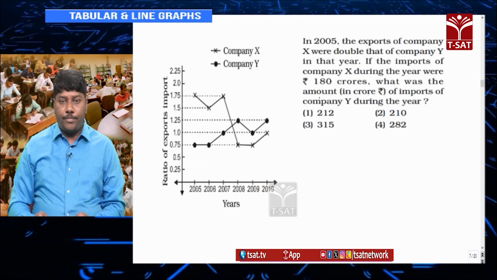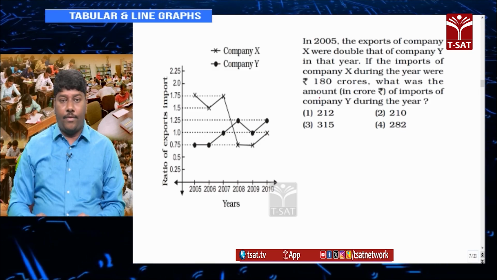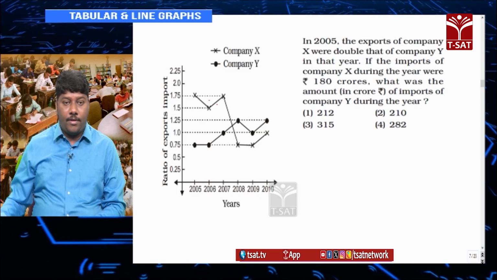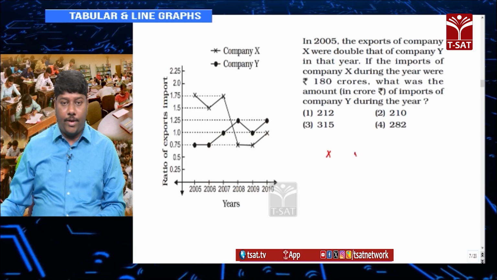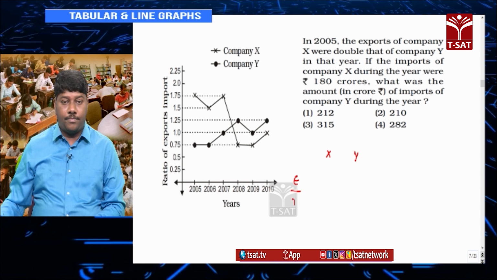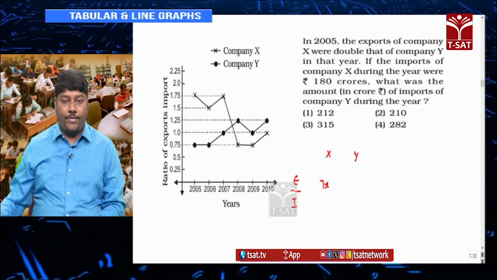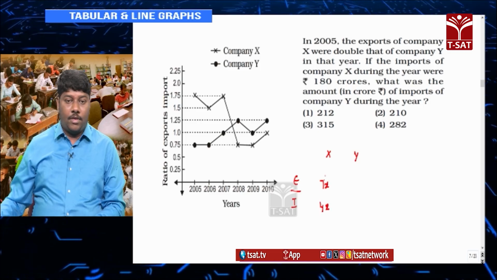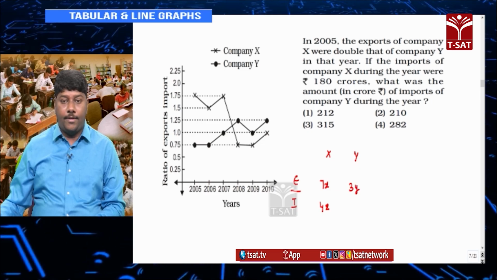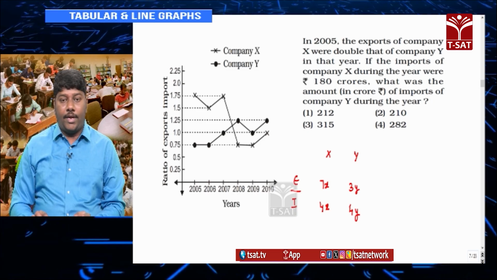Look at the next question. In 2005, the exports of company X were double that of company Y in that year. In 2005, look at X and Y. I would write exports by imports. For X it is 1.75, which I would take as 7 by 4, so 7x and 4x, exports and imports. For Y it is 0.75, which is 3 by 4, so I would take it as 3y and 4y.